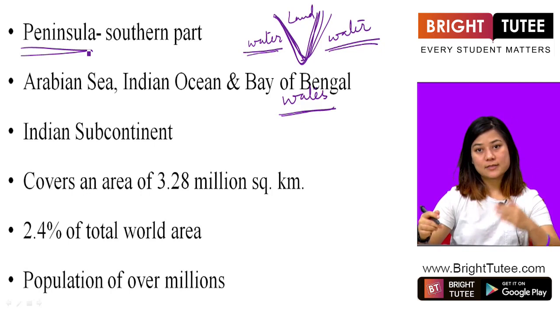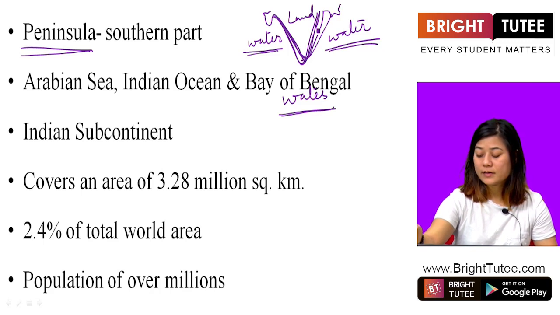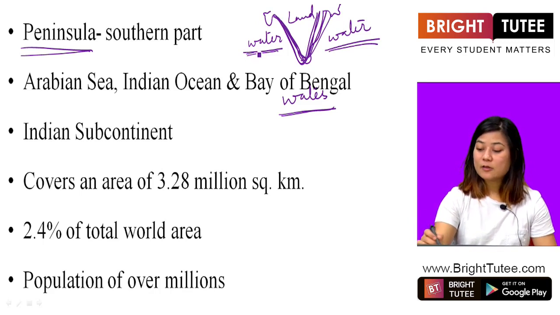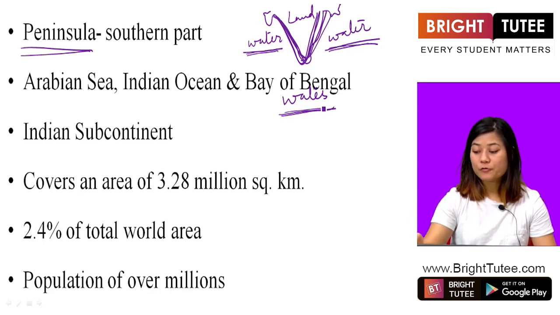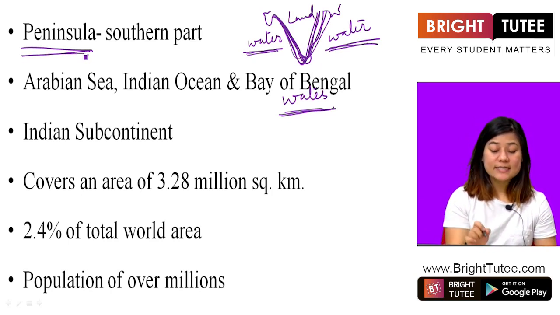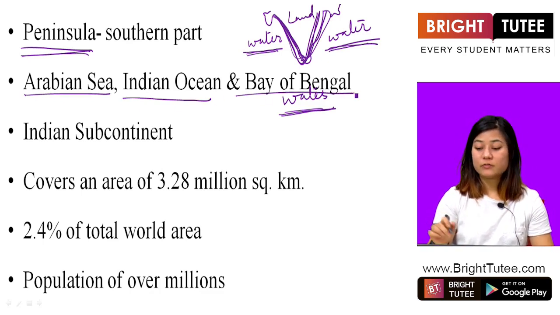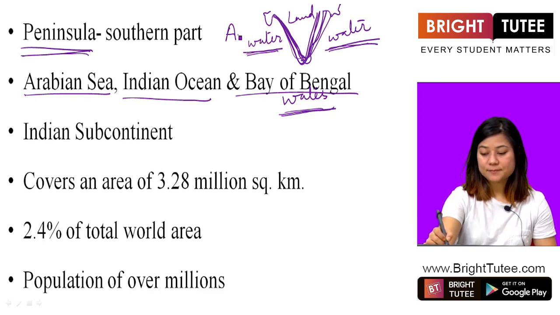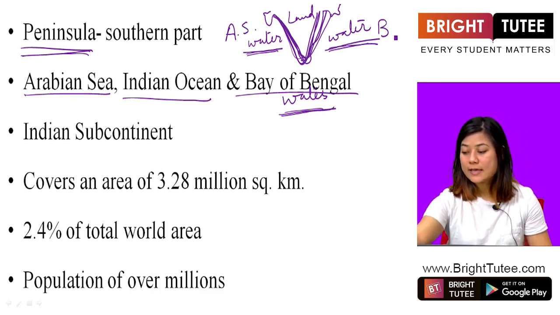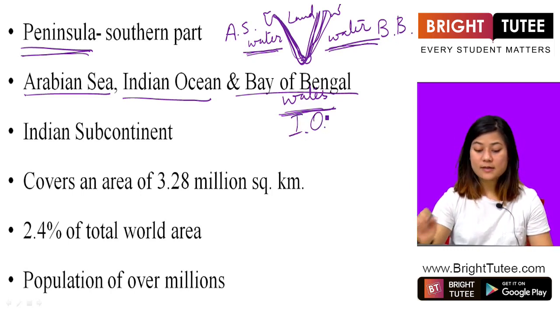Now, if you look at the southern part of the Indian map, right? So, if this is the map of India, then we see that the water surrounds the southern part on three sides. So, this means that the southern part of the country is a peninsula, and it is surrounded by the Arabian Sea, Indian Ocean and Bay of Bengal. Arabian Sea in the west, Bay of Bengal in the east, and Indian Ocean in the south.